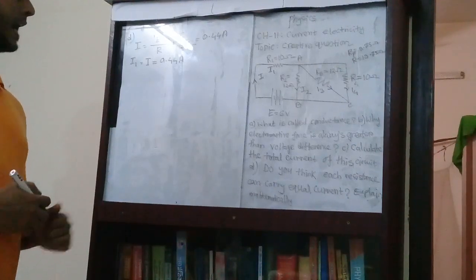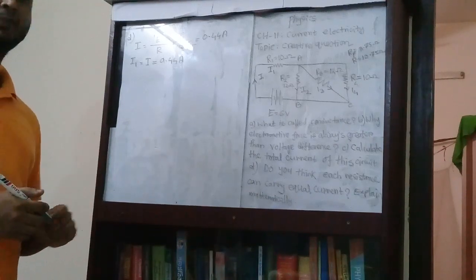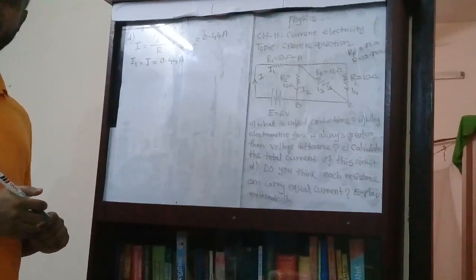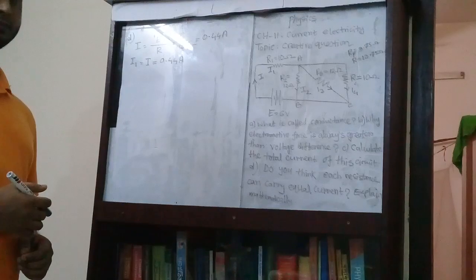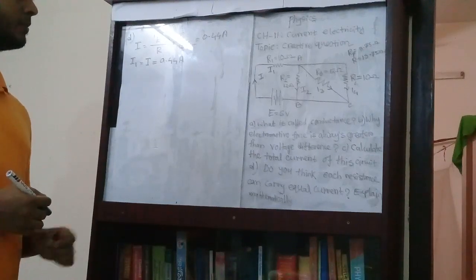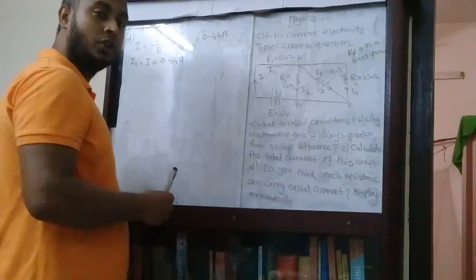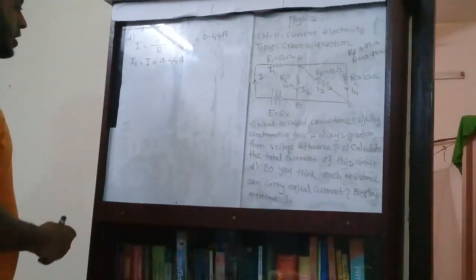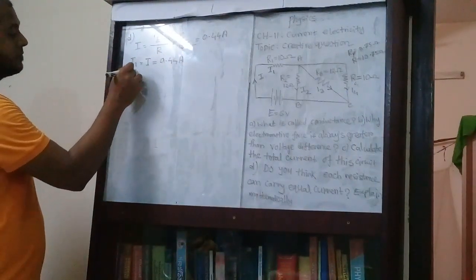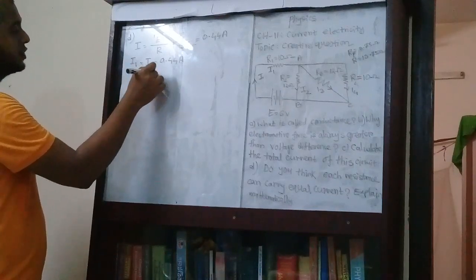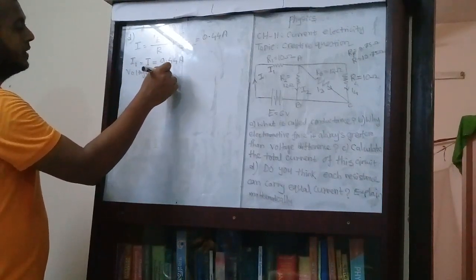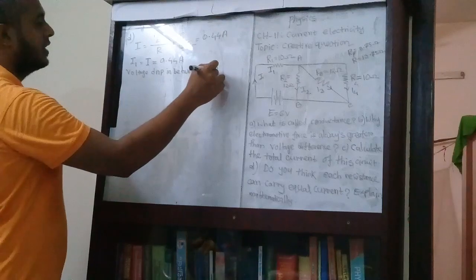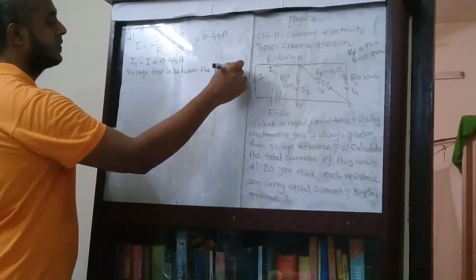And then at point A, this current divides into three parts. One is I2, another is I3, and the last one is I4. So before finding out these branch currents, I need to find out the voltage drop in between the AB part of the circuit.